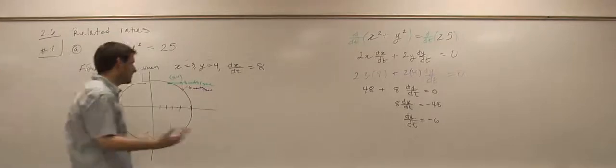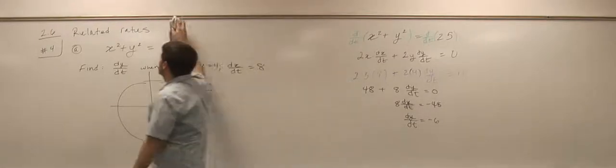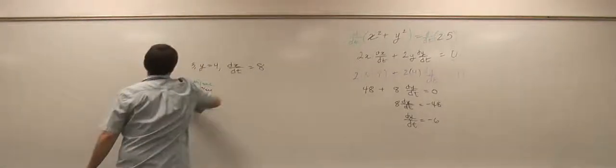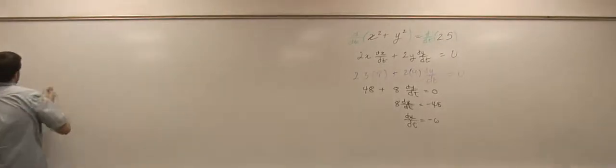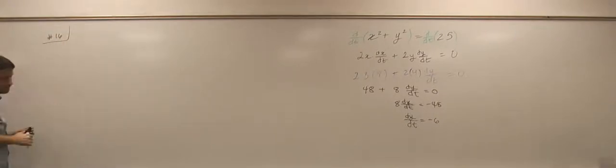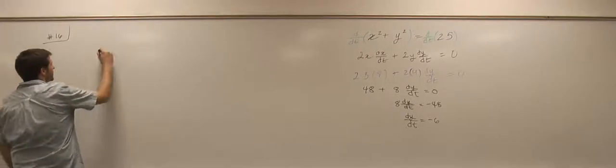Let's look at 16. Surface area. All edges of a cube are expanding at a rate of 6 centimeters per second. How fast is the surface area changing when each edge is 2 centimeters and then again 10 centimeters? So part A and part B here. How fast is the surface area changing when each edge is 2 centimeters? So let's see, we have a cube.